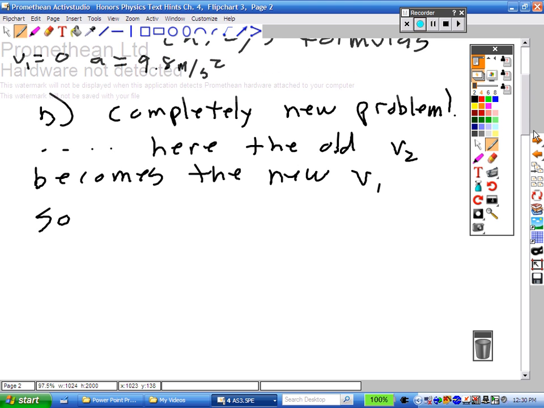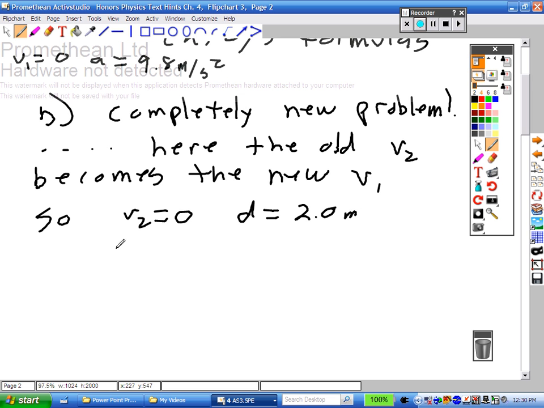Well, let's look at part B. Part B is a completely new question. Here, the old V2 becomes the new V1 of a time of deceleration. So again, write the knowns and unknowns, but start them all over. This time we're going to write the V2 equals 0. The V1 is what you got before for V2. The displacement is 2.0 meters for stopping.